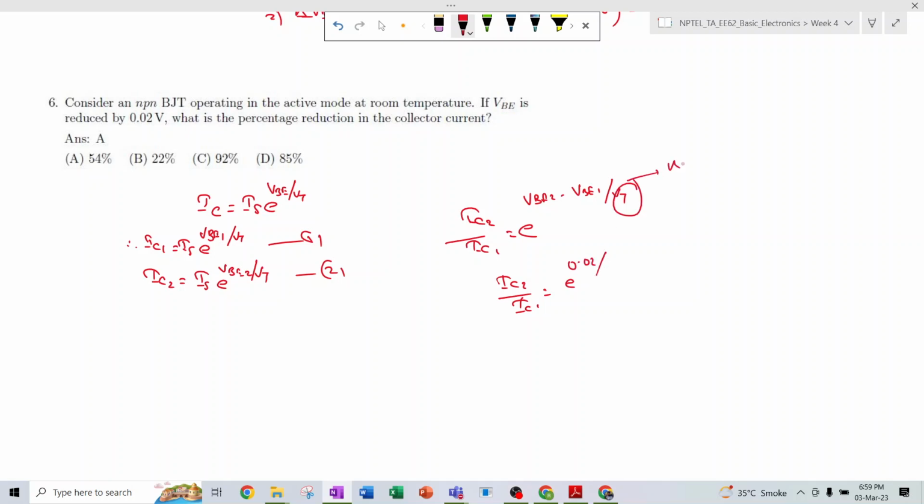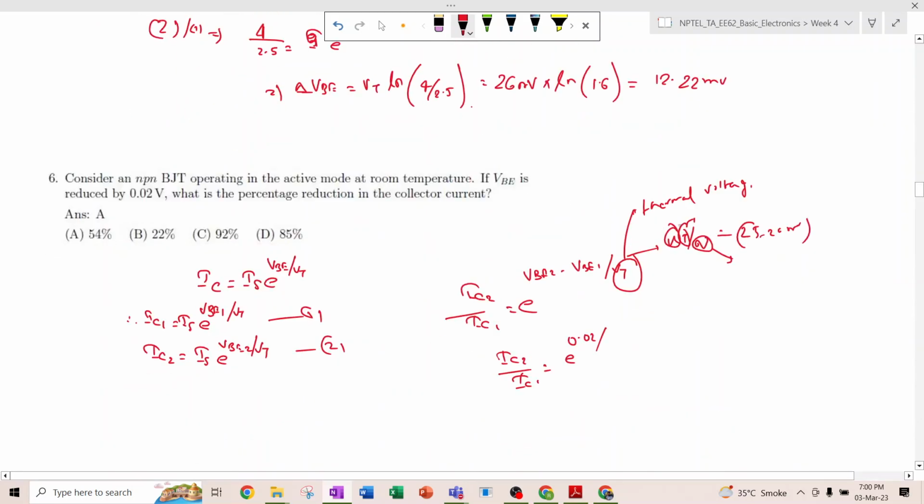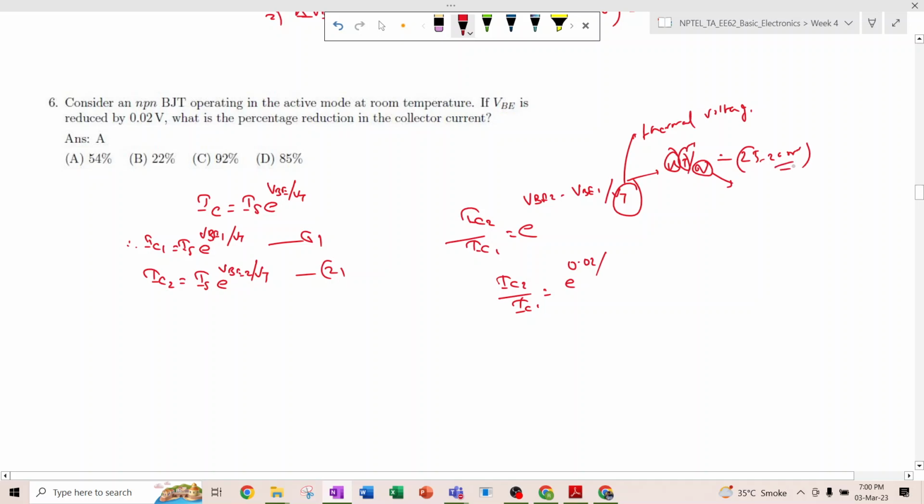VT is nothing but KT by Q, referred to as the thermal voltage, where K is the Boltzmann constant, T is the absolute temperature in Kelvin, and Q is the charge of the electron. If you put this, you will get close to 25 to 26 millivolt, and here also it was told to take the value of VT as 26 millivolt. So this is 0.026 volt, right? So IC2 by IC1 is e to the, so the value I am calculating, just wait.